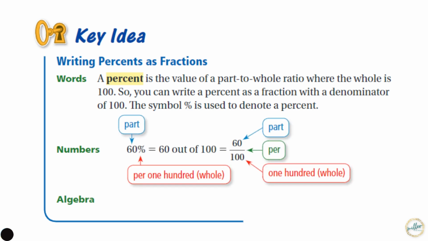In numbers, we can see 60% equals 60 out of 100, where 60 is the part, per is the line of the fraction, and 100 is the whole. And in algebra, we can say n% equals n over 100. So any percent equals that number over 100.